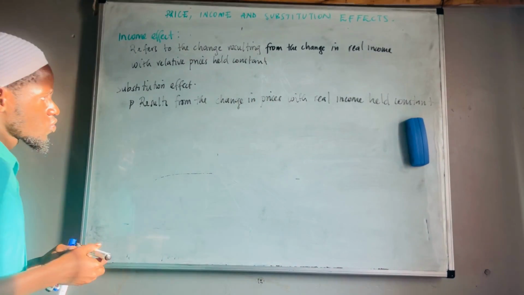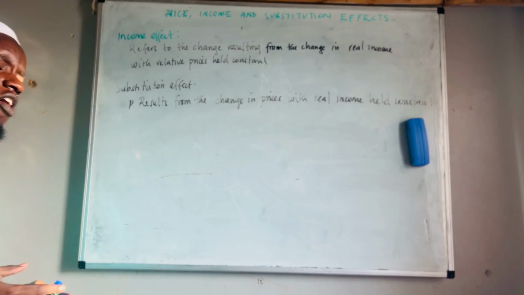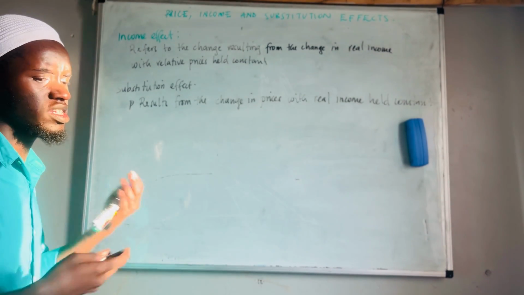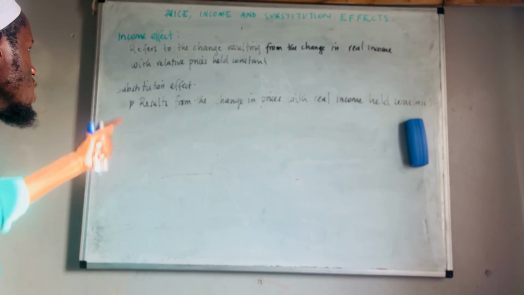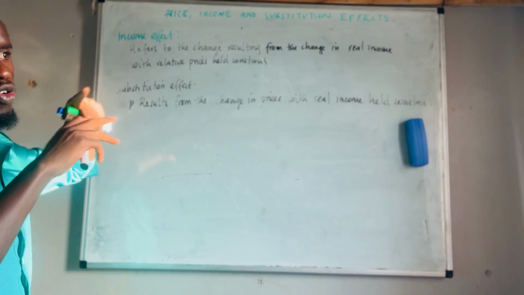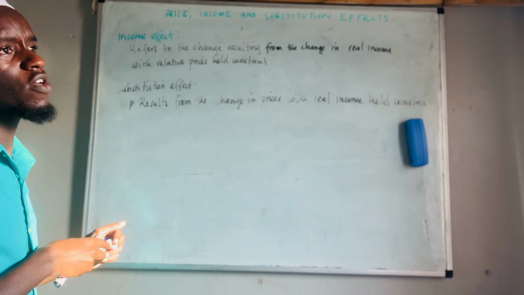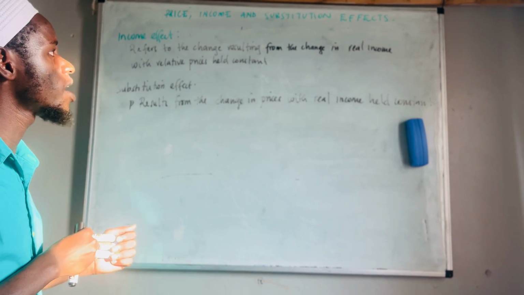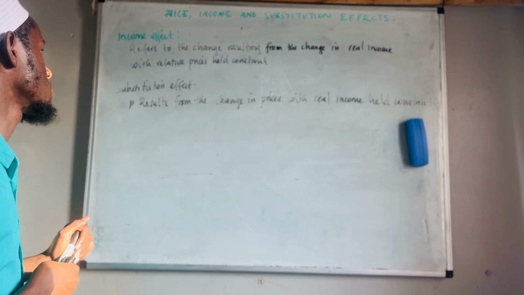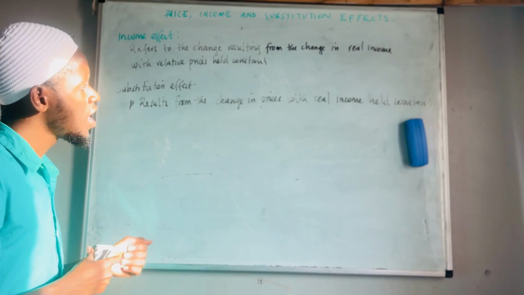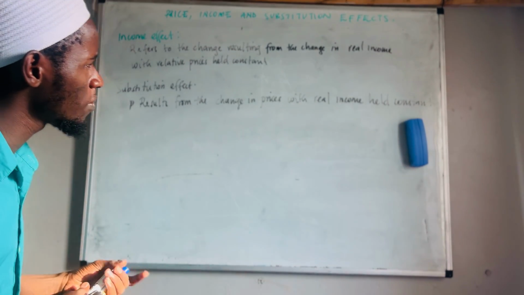Now members, as we have seen this, let us have a diagram to show us this, and then we see how we can relate it to what we have been talking about. As I've explained, the total price effect is divided into two things. There is the income effect, which happens when there is a change in real income as prices are kept constant, and then the substitution effect, which occurs when there is a change in prices as we keep the income constant.